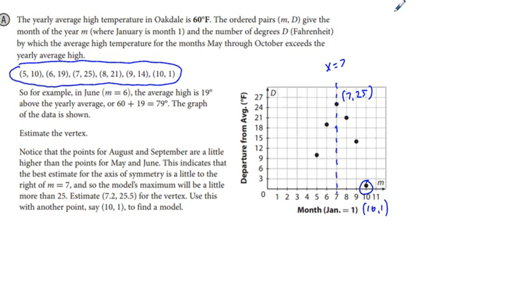So the standard form is going to be f of x equals a times quantity x minus h squared plus k. So now we're going to fill in with the value we have here, f of x for the vertex. So a times x minus, we'll have 7 squared, and k is 25.